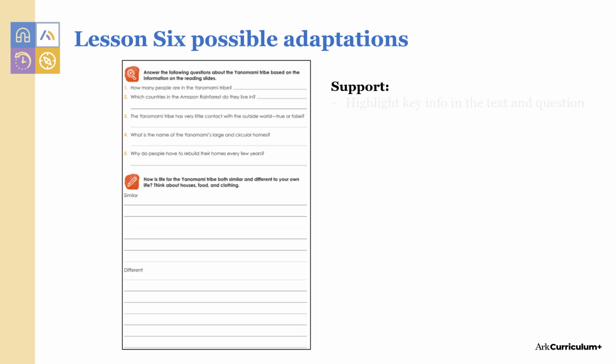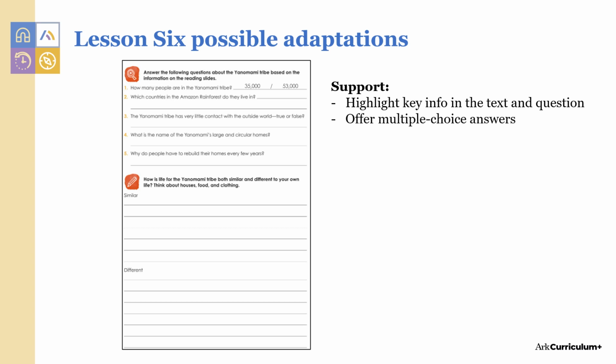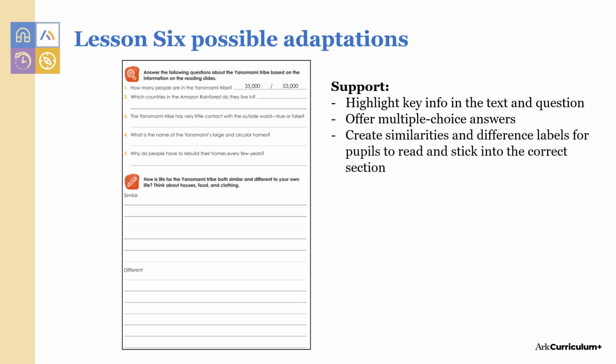Support pupils in lesson 6 by highlighting the key information in the text and question, by offering multiple choice answers, and by creating similarities and difference labels for pupils to read and stick into correct sections.